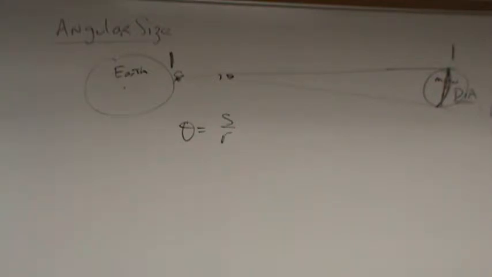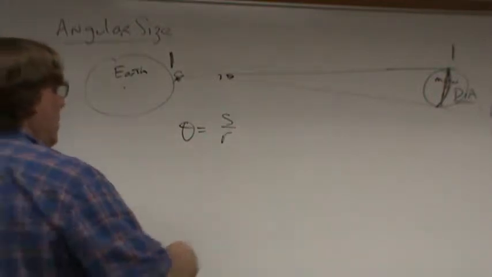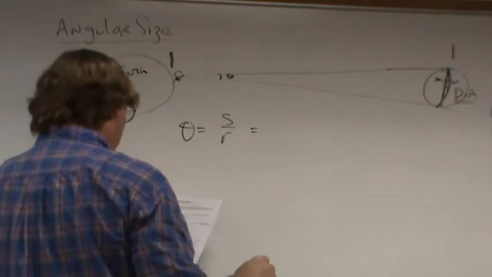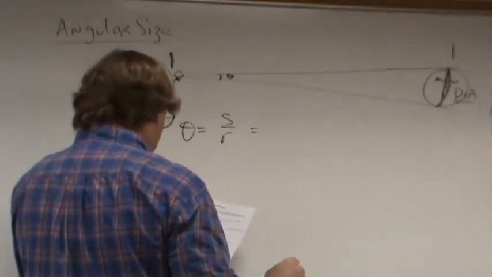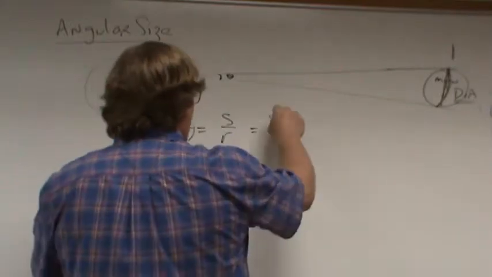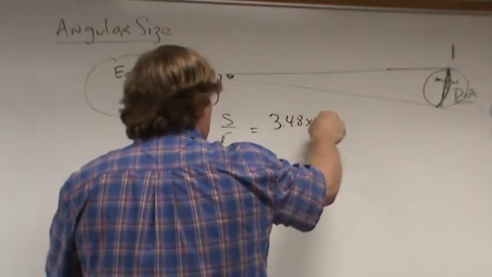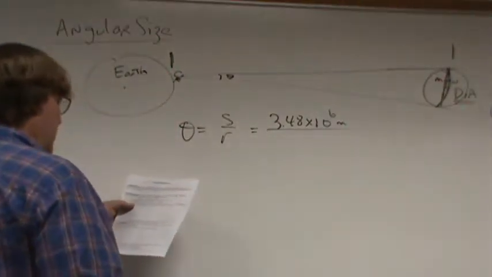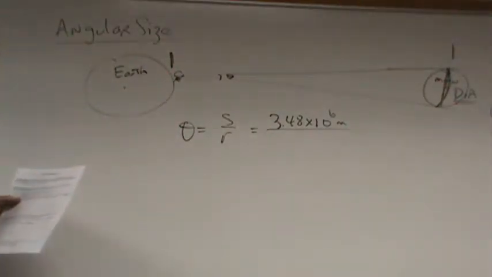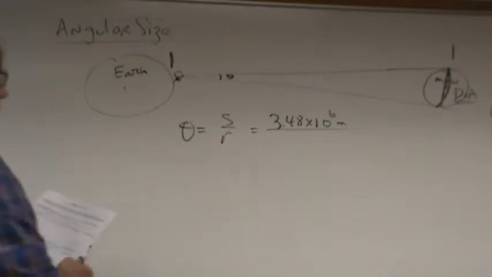Okay? Well, the S is the diameter of the moon, which is 3.48 times 10 to the 6th meters. And then the lunar distance from the Earth is 3.85 times 10 to the 8th meters.